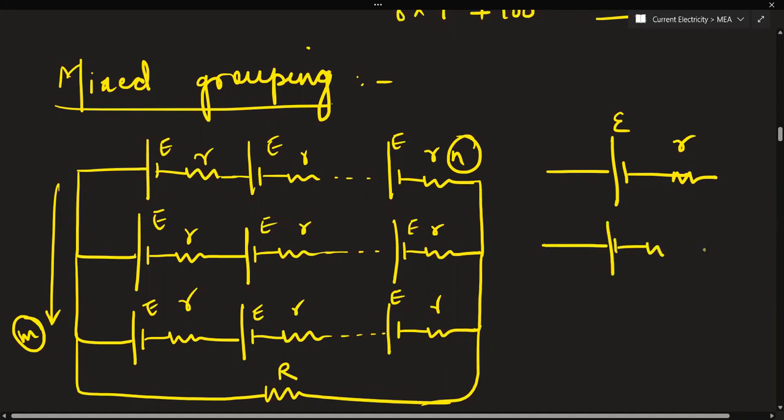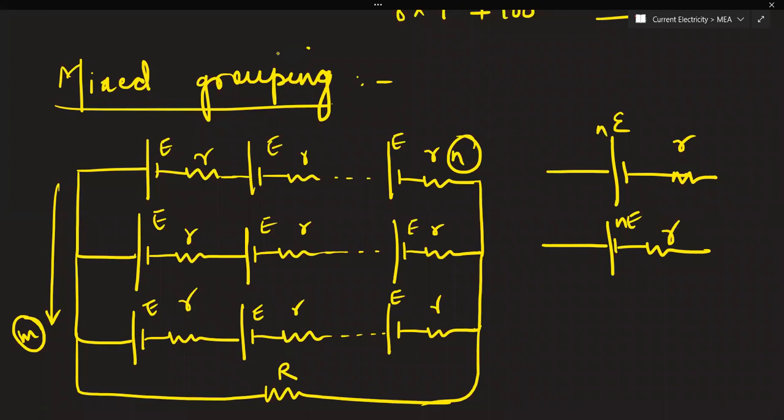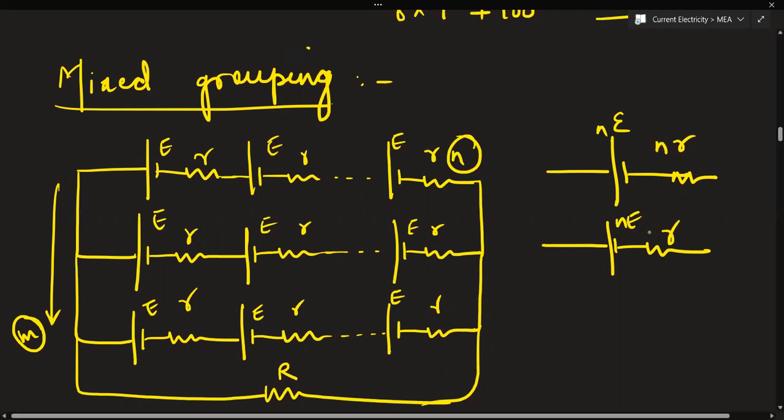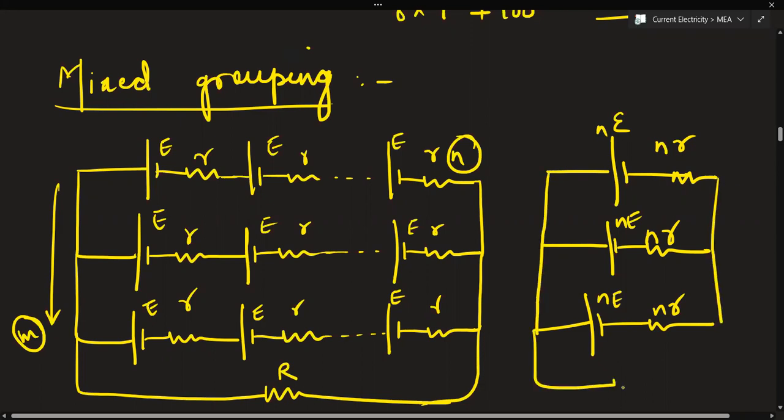You will get nE, and small r will be there. Not only small r plus small r plus small r, this all will get added. So small r getting added together will give n into small r. And this gives n into small r. Similarly, for this row also you have n into small r and n into capital R. So this will be your equivalent circuit right now.